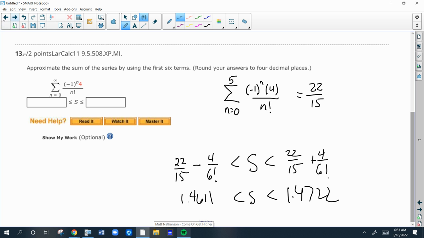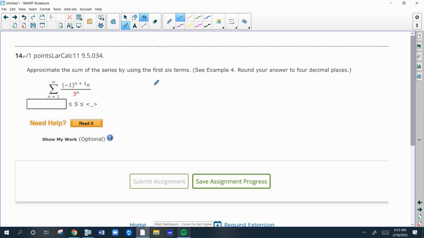So that's it. Then the last problem, number 14, is the same deal. We're going to use the first 6 terms again. But this time we're starting at n equals 1. So the first 6 terms would be this. I'm going to now type this in. So I have an x up there now.